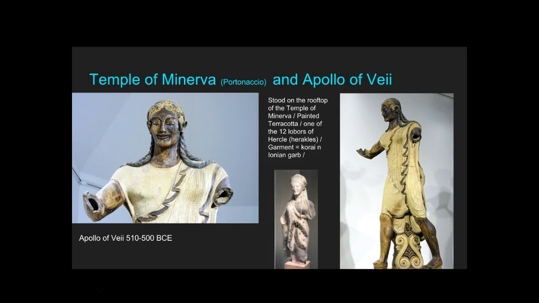So this is the Temple of Minerva, or this is a terracotta sculpture which sits on the roof of it. We want to make a comparison between the kore and this figure. You can see the similarities, the drapery of the cloths, so you can tell that there's a lot of trading that happens here.